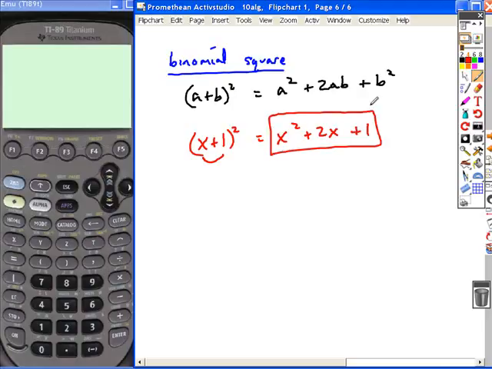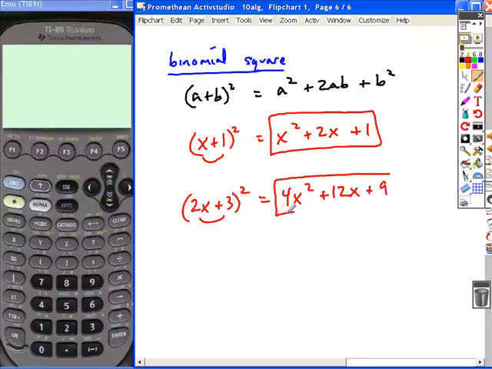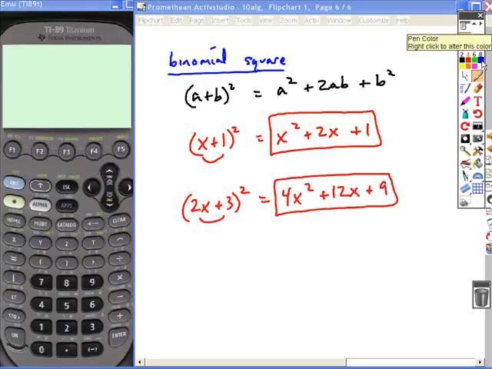Once again, this works with a coefficient other than 1 in front of the x. So if you recognize that you have a binomial square, again, if you square the first term, so 2 squared is 4x squared, take the product of these terms and double it. 2x times 3 is 6x. When you double that, you get 12x. And then square the last term. 3 squared is 9. And so you get your expansion just by using the pattern rather than having to type it all in. This works with negatives as well.